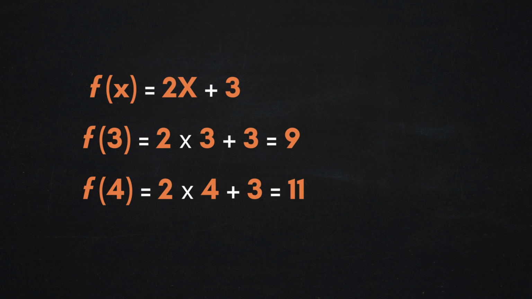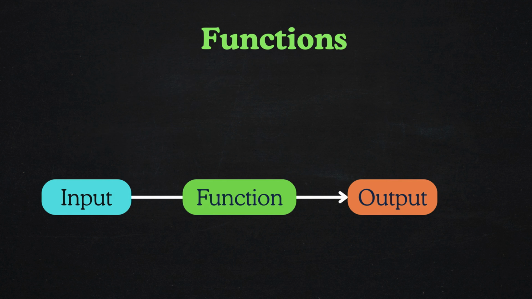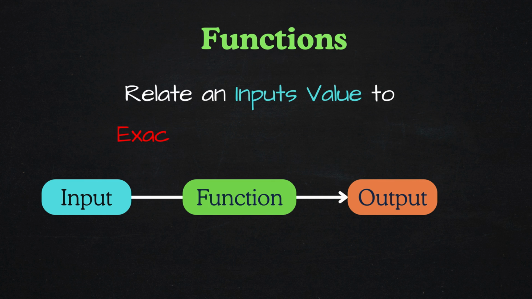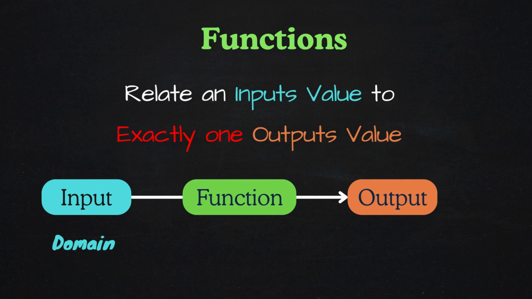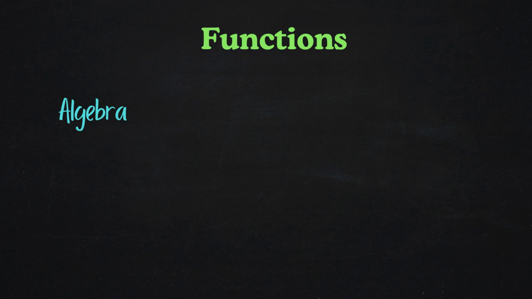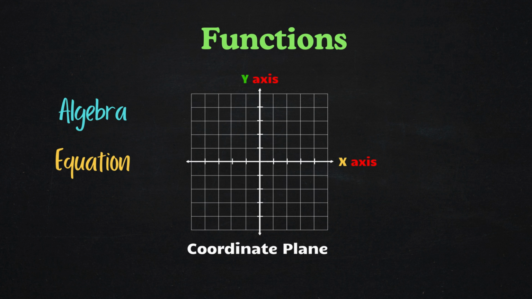All right, so that's the basics of functions in math. Functions relate an input value to exactly one output value, and the set of all input values is called the domain, while the set of output values is called the range. In algebra, functions typically come in the form of equations that can be graphed on the coordinate plane by treating the input and output values as ordered pairs. These are just the basics of functions, and there's a lot more to learn about functions in the coming videos.